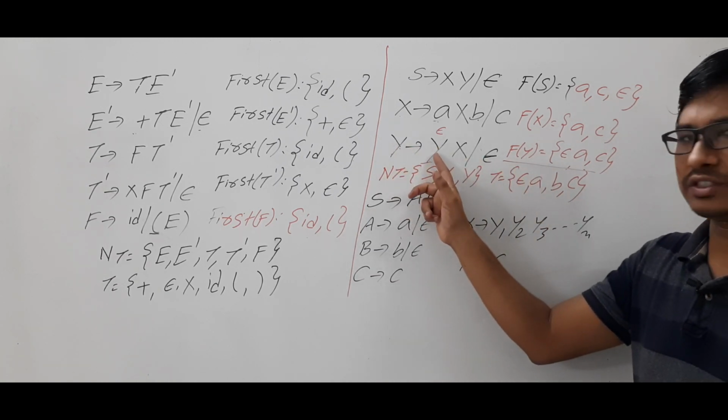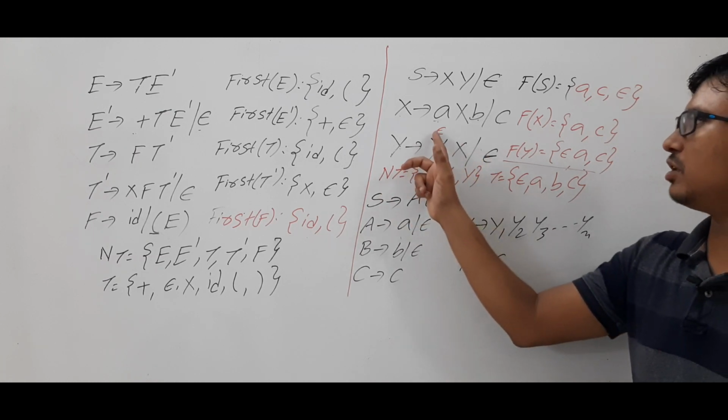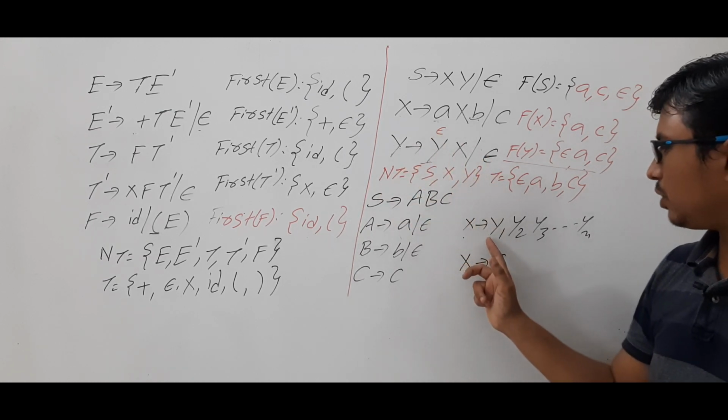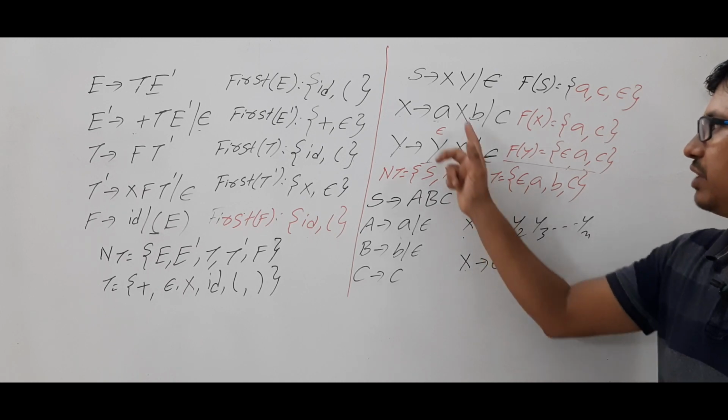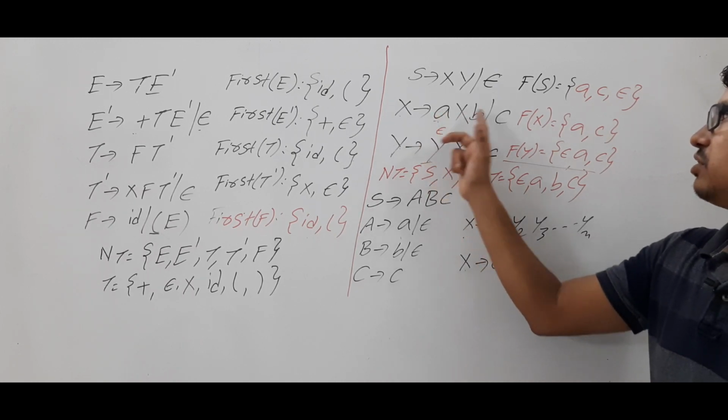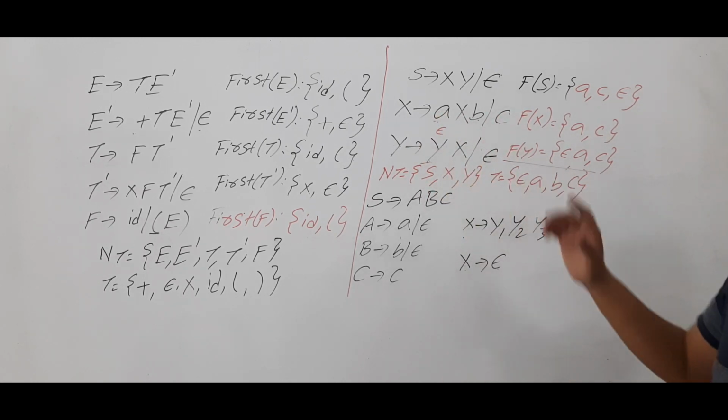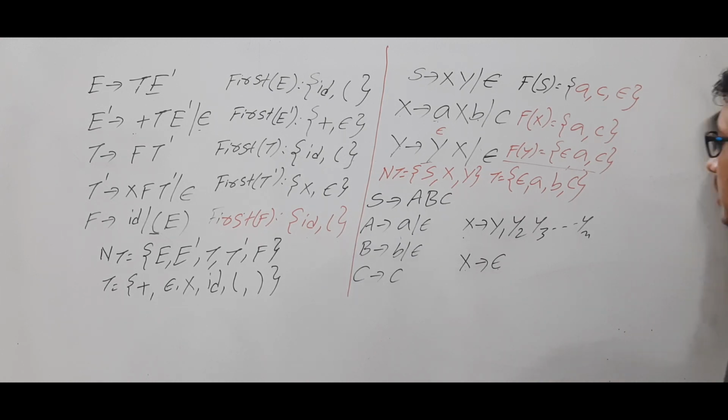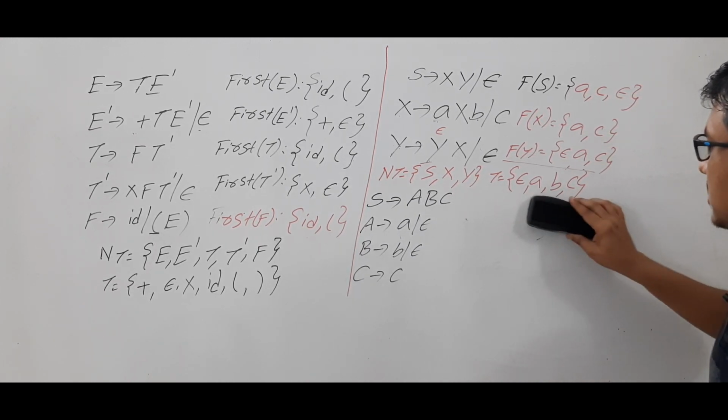First of Y is first of Y. First of Y is epsilon. So you keep the epsilon. Then you need to compute the first of y2, which is X. First of X is a comma c. Okay? Are you able to follow with me? Now we will discuss the next example.